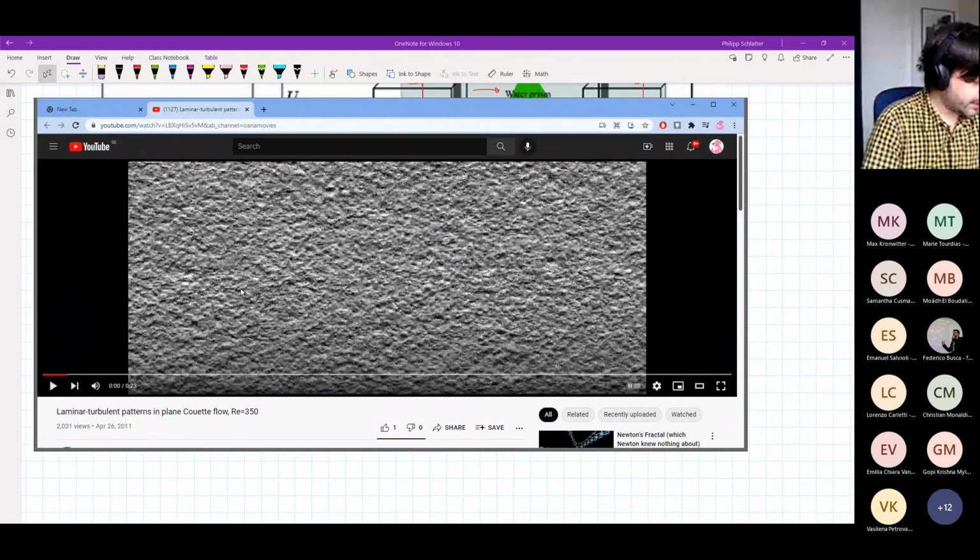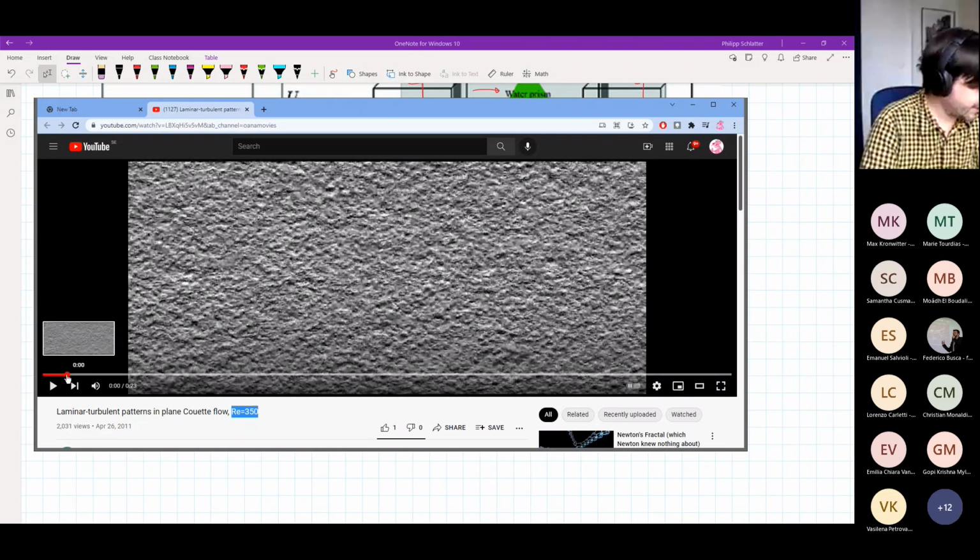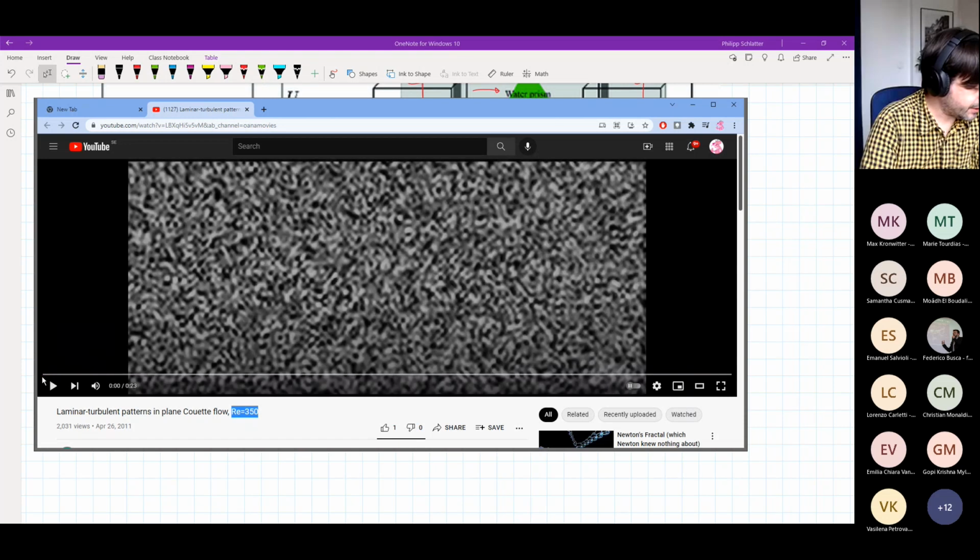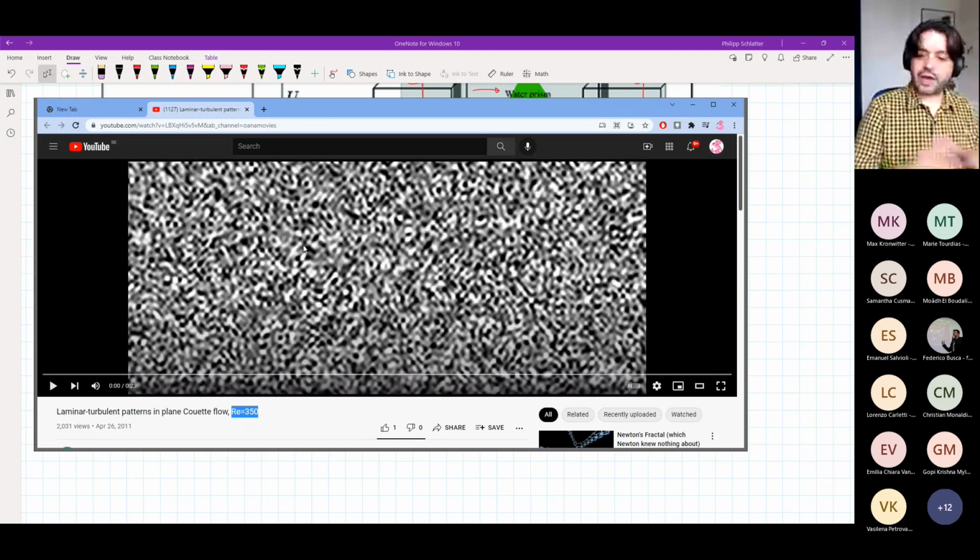This is one simulation that we did in Couette flow, with a Reynolds number of 350. Don't worry about the Reynolds number yet, this is just one specific value. What we did in this particular simulation is that we started with random noise in the domain. We discretized the Navier-Stokes equations, and what you see here is the mid-plane, exactly the plane between the two walls that are moving. And now the question is, what happens to the flow if you just start with random noise?